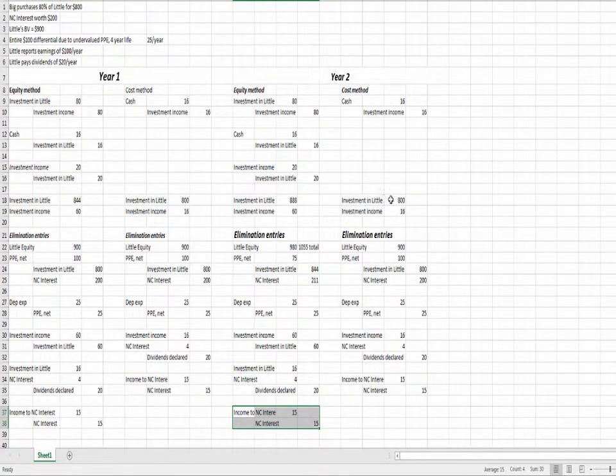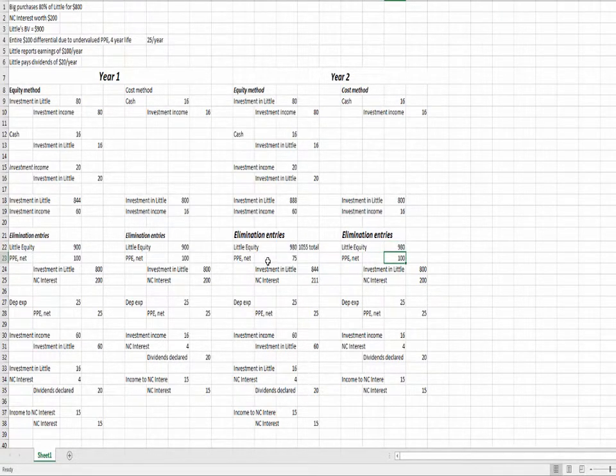Under the cost method, again, we do our dividend receipt of $16. That's our investment income. At the end of the year, our investment in Little is still stuck at $800. That investment in Little is going to stay stuck at $800 forever, unless there's some permanent and significant impairment where we have to write it down. Investment income, $16 again. So when we do our elimination entries, as before, Little's equity is now going to be $980.